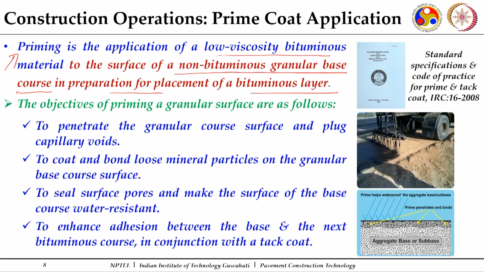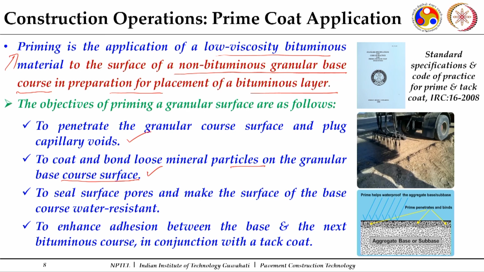And what is the purpose of this low viscosity bitumen applied over a granular course? It is to achieve certain important aspects. What are those aspects? First is so that low viscosity bitumen penetrates the granular course surface and plugs any capillary voids which are there. Second is to coat and bound, because these are unbound layers, so we need to coat and bound loose mineral particles on the granular base course surface.